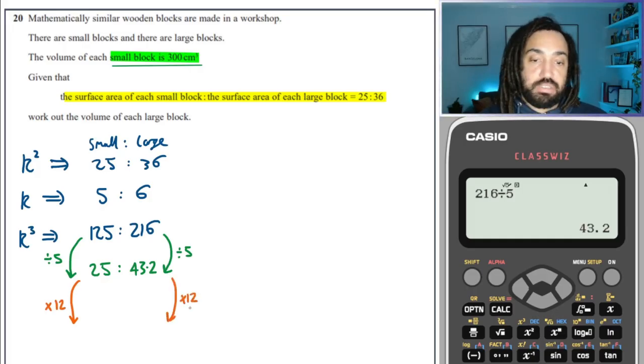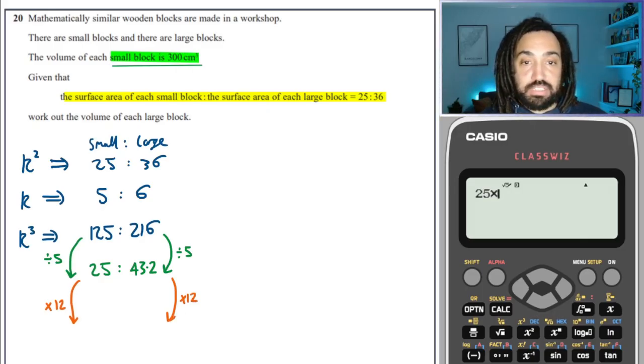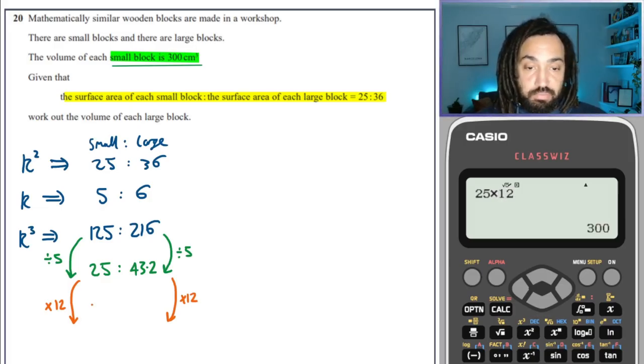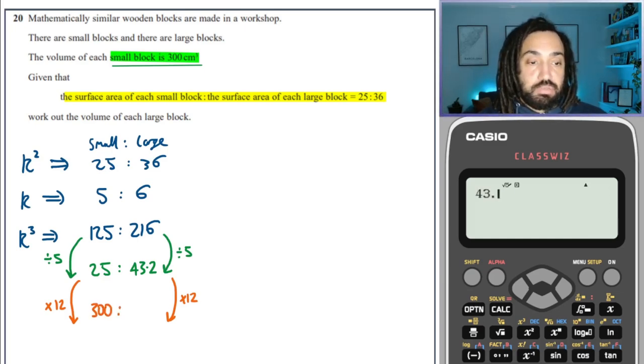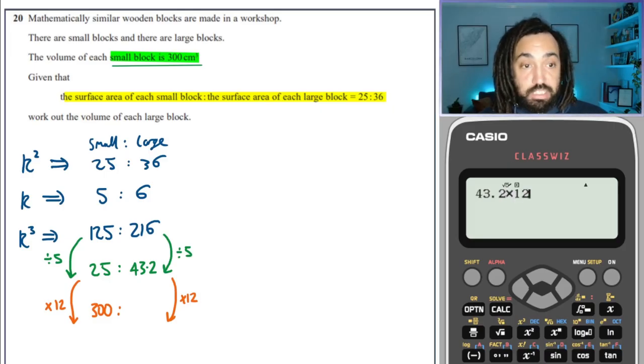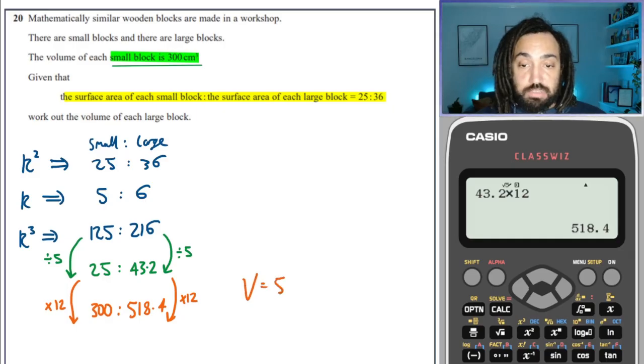This might not be the most efficient way of doing it, but it's just how my brain works, because that is how I'm going to get the left-hand side, which is the small blocks, to be exactly 300. So 25 times 12 is 300. And then the larger blocks, times that by 12, will be 518.4. Perfect. So the volume of the larger block is 518.4 centimeters cubed. Lovely.